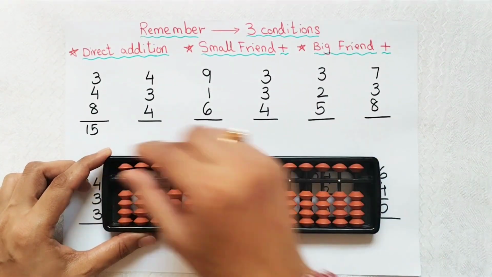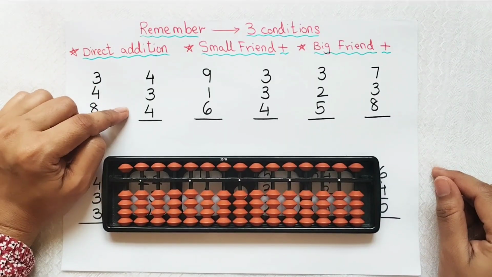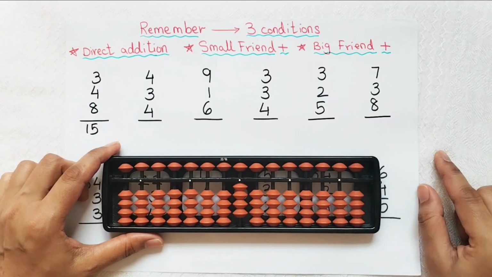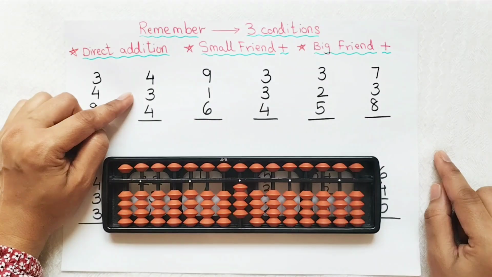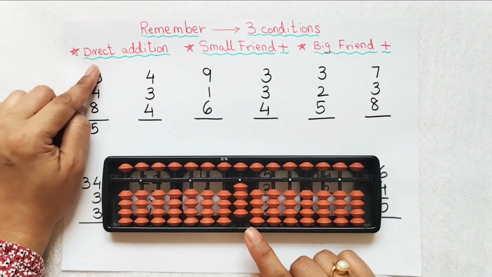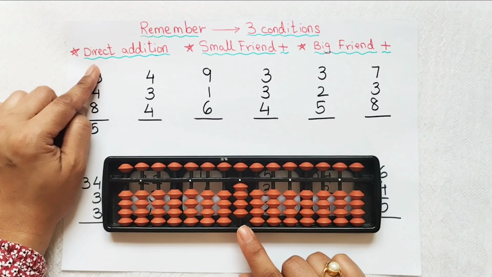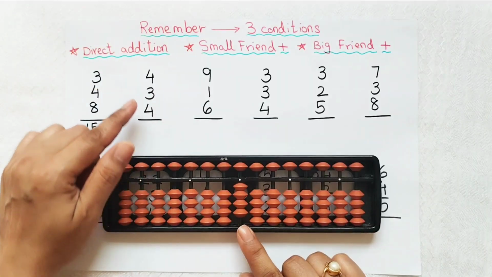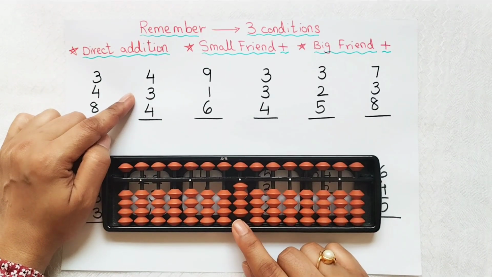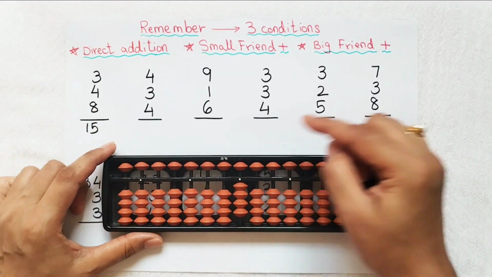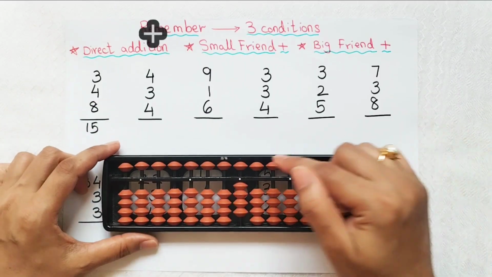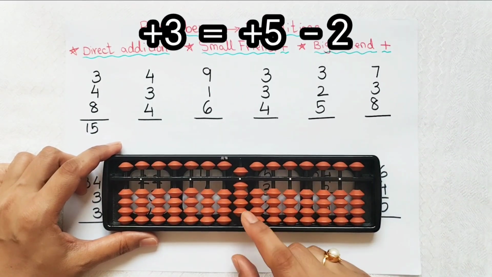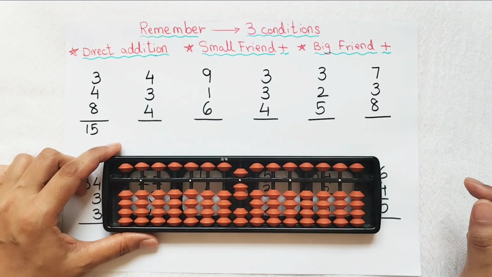Next one. 4 plus 3 plus 4. 4 plus 3. Direct addition, is it possible? No. Small friend? Do I have to use small friend here? Yes. So, what is the formula for plus 3? It is plus 5 less 2.